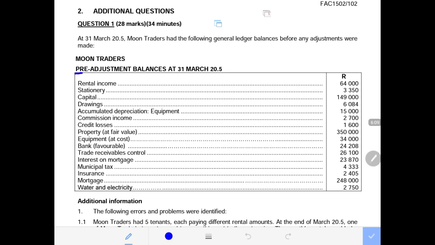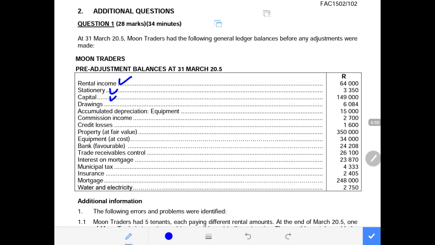If you look at the pre-adjustment trial balance at the end of the current accounting period, the pre-adjustment trial balance of Moon Traders, the fact that it says traders does not mean we are buying and selling goods and services. In the pre-adjustment trial balance, we can see that there is no item that says sales. There is no transaction or account that says sales. We see rent income, stationery, capital, drawings. You look down, is there any other income? There is commission income and credit losses and all other accounts, but we don't see sales.